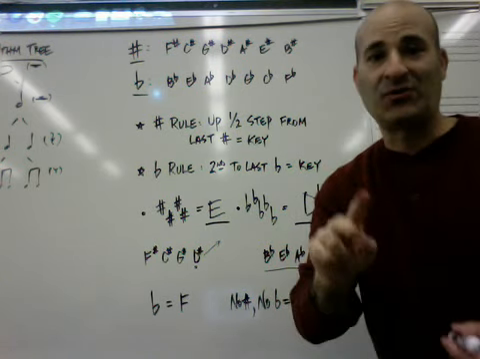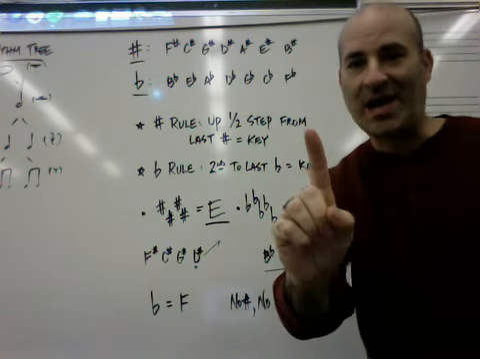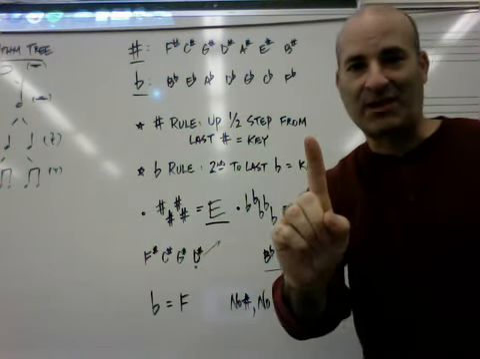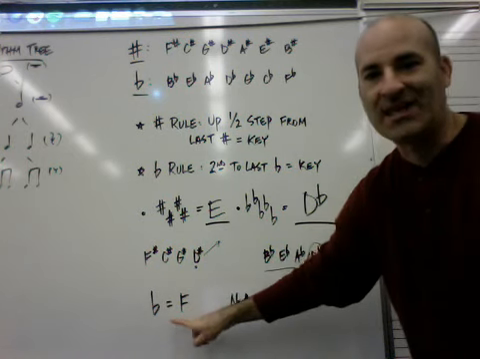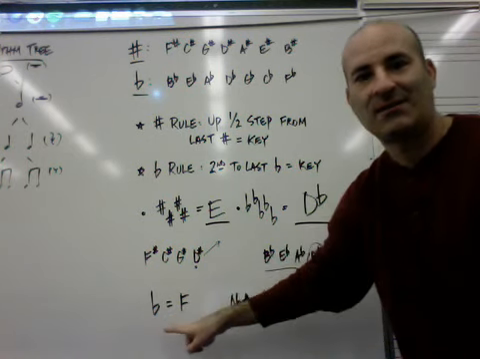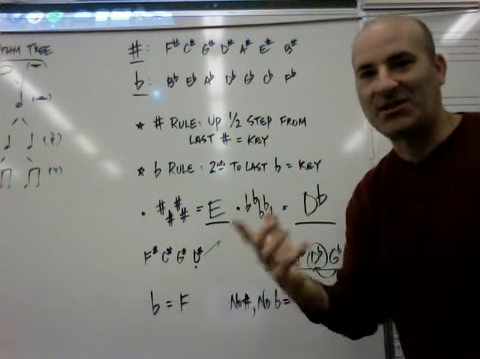But wait, we have 2 exceptions that we talked about. What happens if we only have 1 flat in the key? This was one that we wanted you to memorize, one that we wanted you to remember. 1 flat is the key of F. 1 flat, 1 F. So that's one that you just have to remember.